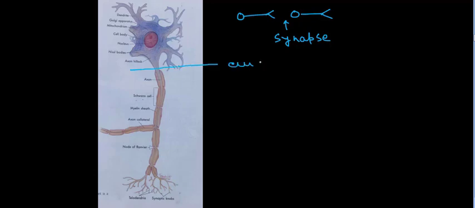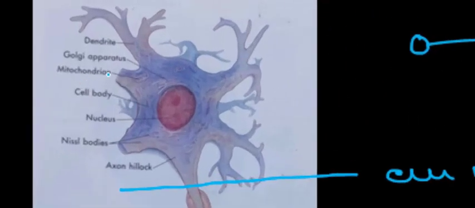This part is the cell body, and it contains different organelles like any other cell. There is the nucleus, you can see, and also the mitochondria, Golgi body, and different types of organelles are also present here. But the centrosome is usually inactive in the case of a neuron, so the neuron cannot divide.